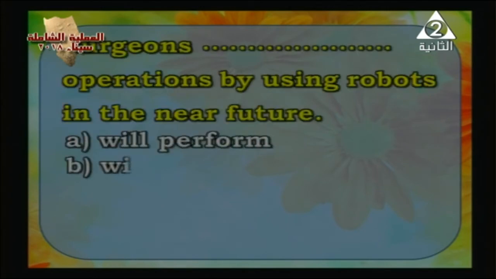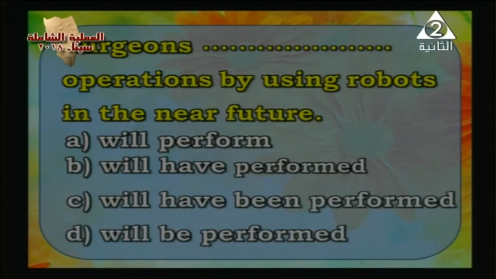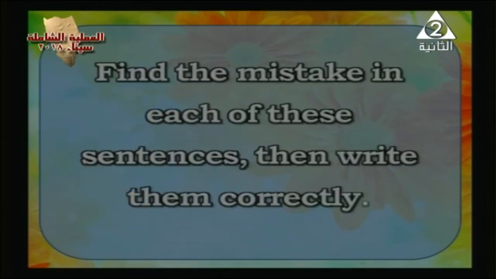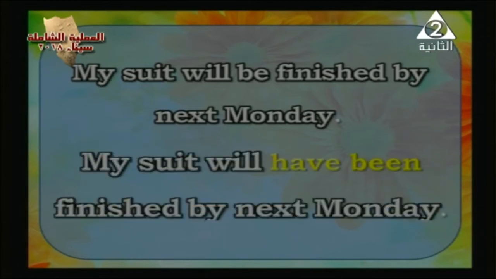Surgeons will perform operations by using robots in the near future. Surgeons will perform, will have performed, will have been performed, or will be performed. Surgeons will have performed: subject at the beginning and then the future perfect, by using robots in the near future. Find the mistake in each of these sentences, then write them correctly. My suit will be finished by next month. My suit will have been finished by next month.